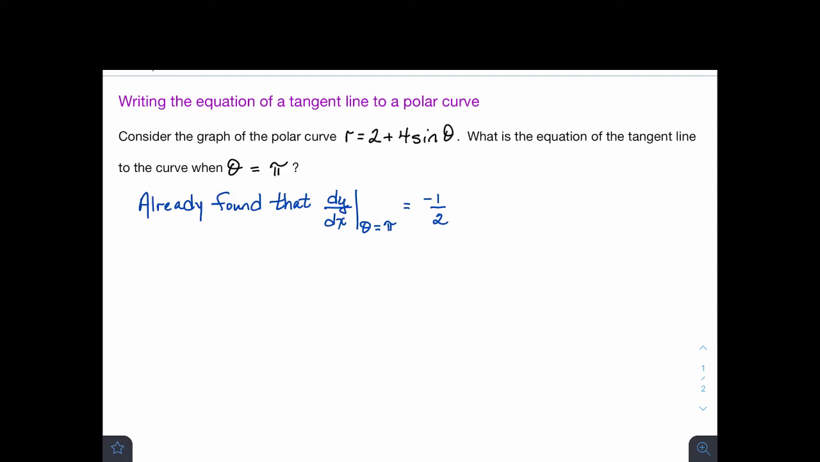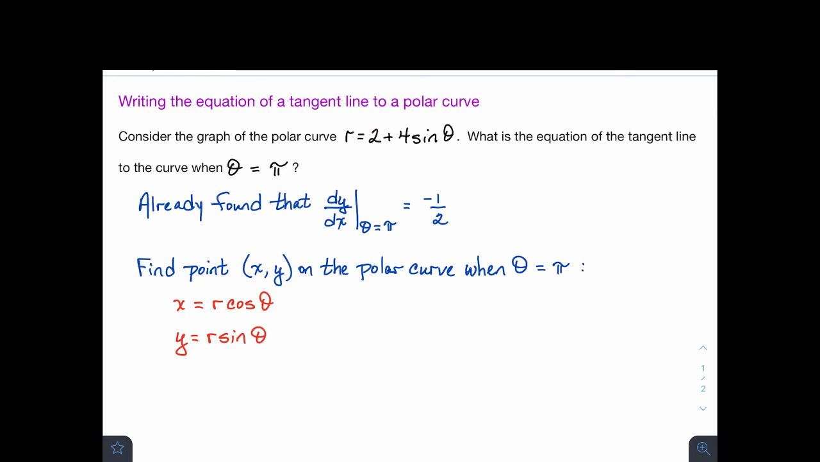The next thing we need, though, is the point on the polar curve, and we do need the point x comma y. In order to find the point x comma y, we do need to use those two little equations we've seen earlier, that x equals r cosine theta and y equals r sine theta. Substituting the angle pi into the given polar curve, r equals 2 plus 4 sine theta, we'll need to first determine r. Knowing that sine of pi is 0, we find that r is equal to 2. That will now allow us to find the x and y values we need.